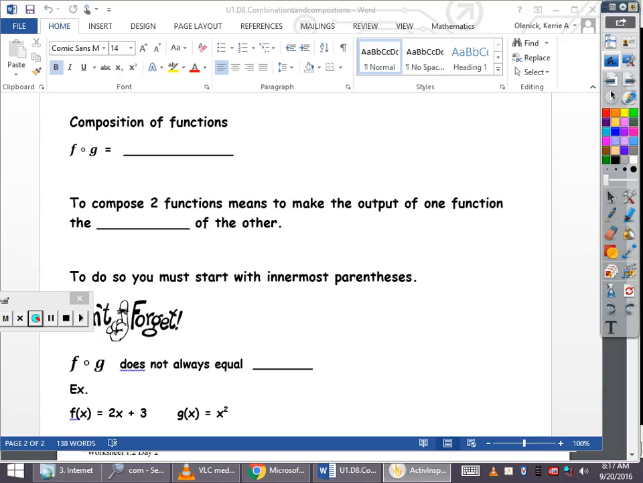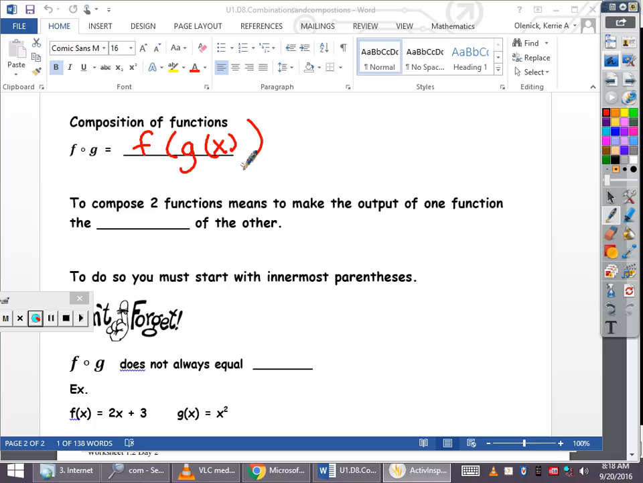Okay, if you turn your paper over, we're going to talk about composition of functions. Notice, this is an open circle. Closed circle means multiply. Open circle means divide. So this really means f of g of x. F of g of x. Closed circle is multiply. Open circle is composition. It means take a function of a function. Take one function and plug it into the other.